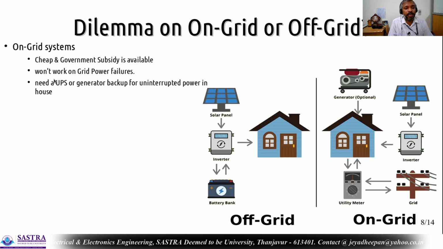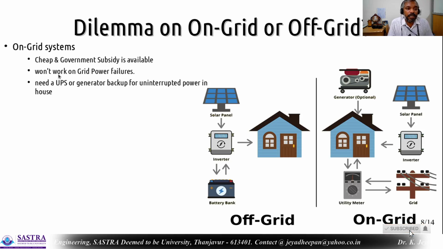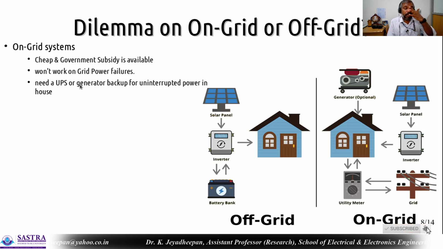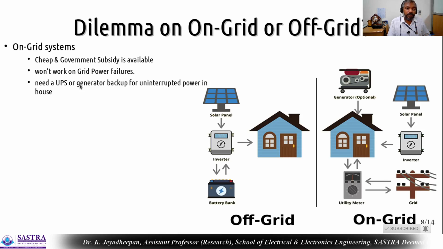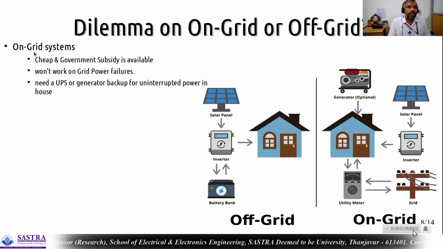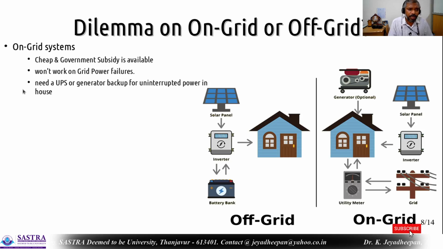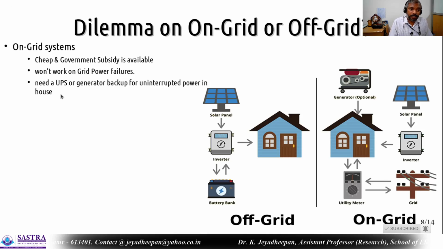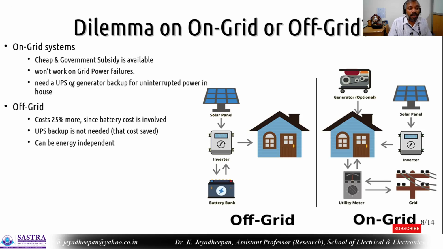so the on-grid inverters will not work. So if you go for on-grid inverters, then during grid failures you have to have a UPS or generator backup for your home. Whether you go for on-grid or off-grid inverters, you need a backup system. For that UPS, you need an inverter and battery and all. Because of this, I suggest you go for off-grid installations.